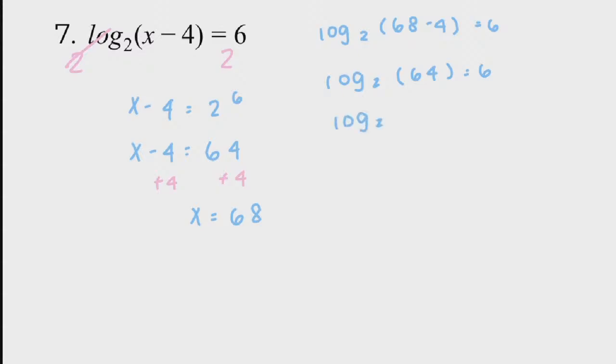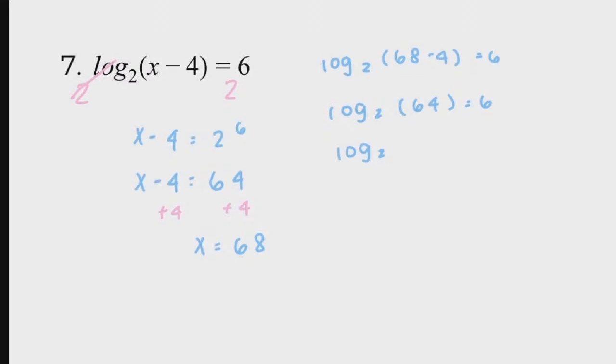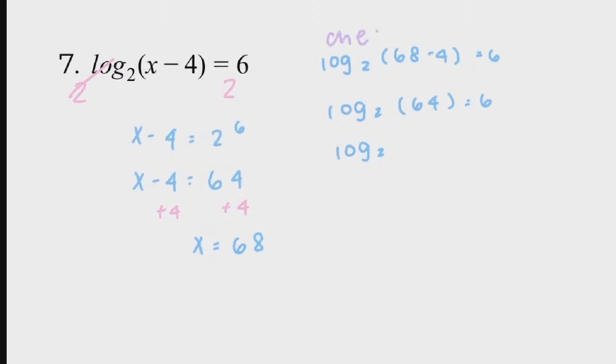So we get log base 2 of (68 minus 4) equals 6. Log base 2 of 64 equals 6. And that's going to be true. Oh, I should have done this in purple, but this is the checking part. And then that's going to be 2 to the 6 equals 64. So this is true.